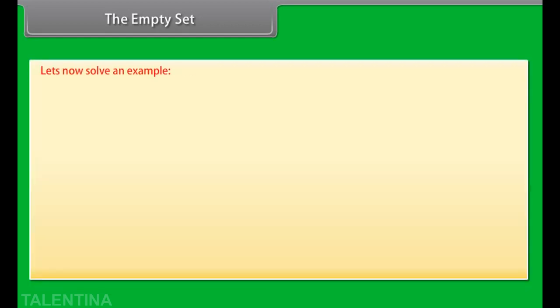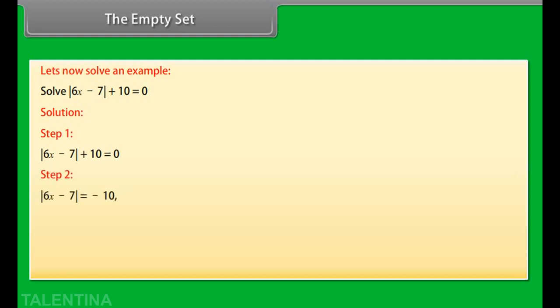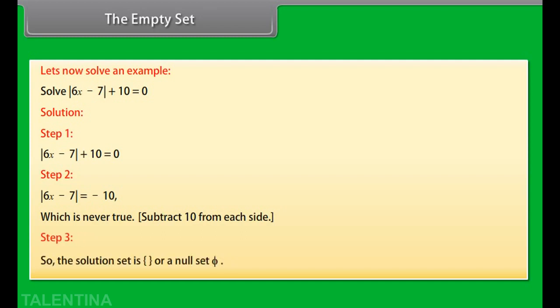Let's now solve an example. Solve modulus of 6x minus 7, plus 10, is equal to 0. Solution. Step 1. Modulus of 6x minus 7 plus 10 is equal to 0. Step 2. Subtract 10 from each side. Modulus of 6x minus 7 is equal to minus 10, which is never true. Step 3. So, the solution set is the empty set or a null set.